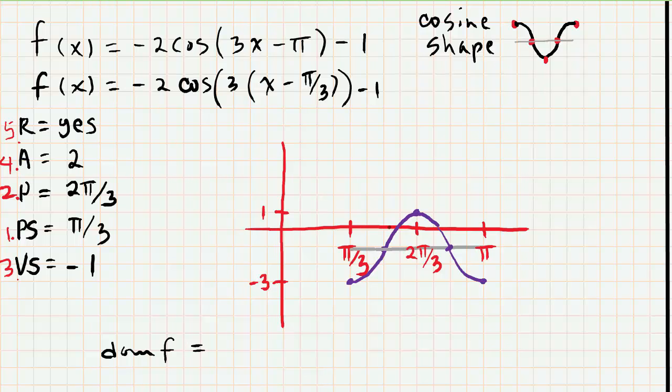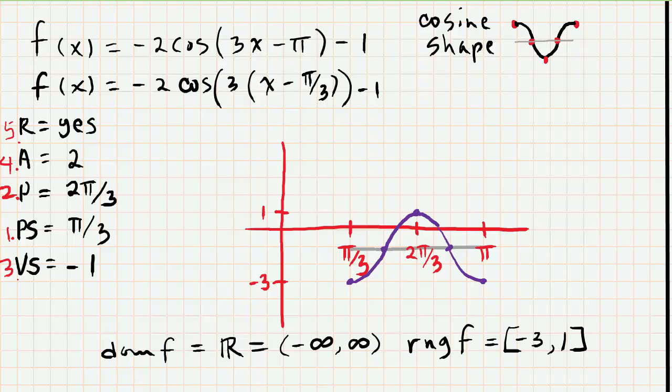Well, this function's domain will be all real numbers. There are no real numbers for which there is not a point on the graph. So the domain is all reals. Or if you wanted to write it in interval notation, you would write it like this. And the range of this function, that's the set of y values that it has. The set of y values starts down here at -3 and goes up here to 1. And we put brackets to include those endpoints. There you have it.